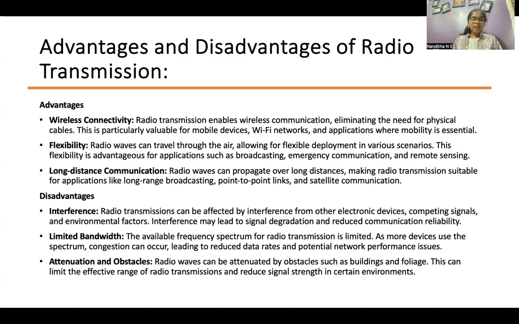Limited bandwidth. The available frequency spectrum for radio transmission is limited. As more devices use the spectrum, congestion can occur, leading to reduced data rates and potential network performance issues. Attenuation and obstacles. Radio waves can be attenuated by obstacles such as buildings and foliage. They limit the effective range of the radio transmission and reduce radio signal strength in certain environments.